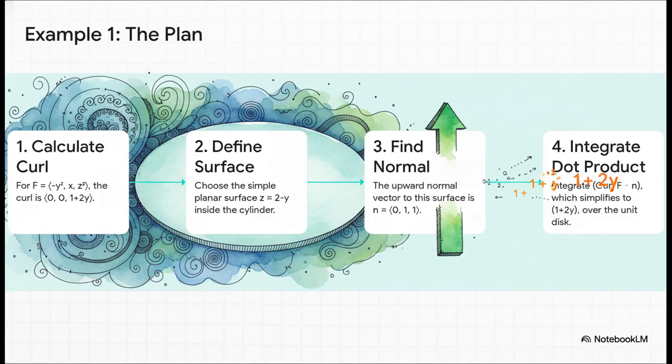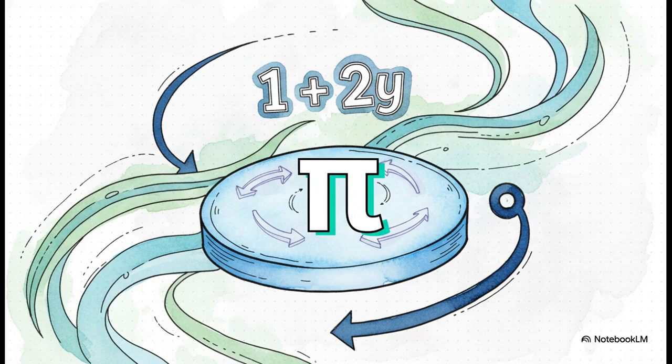Third, we find the normal vector to that plane. And finally, we set up our surface integral. We integrate the dot product of the curl and that normal vector. And look at that, it simplifies all the way down to just integrating 1 plus 2y. And this is where the strategy just pays off big time.